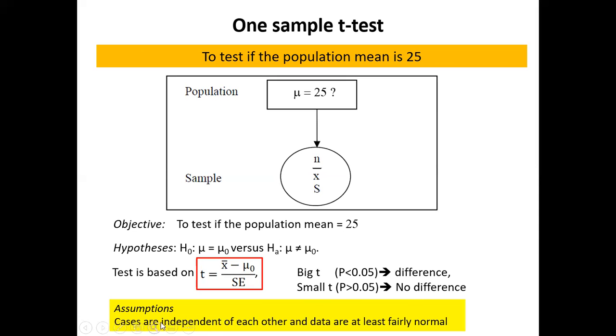Assumption. Cases are independent of each other and data are at least fairly normal. Later we go to the assignment. When I give an assignment, if I say one sample t-test, you must know what the assumptions are. The cases, meaning your sample, case 1, 2, 3, 4, must be independent of each other. And they must be fairly normal. Do you know how to test normality? Yes. That's why we did normality, right? That's why we did mean, standard deviation and a lot of other things. All these are useful for this kind of testing.